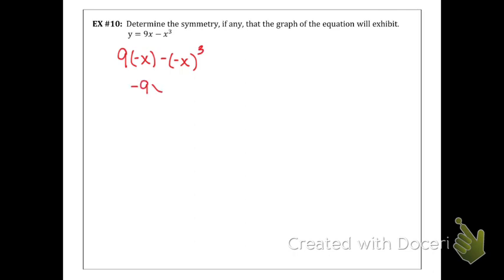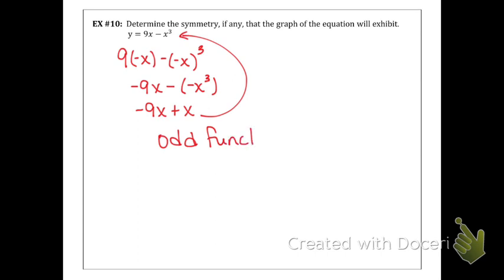So I get negative 9x. This is minus negative x raised to an odd number. It's going to be negative x to that odd number. And then so negative 9x plus x. Compare it to the original. Is it exactly the same? No. Did all the signs change? Yes, therefore it's an odd function. And we know an odd function is symmetric to the origin.